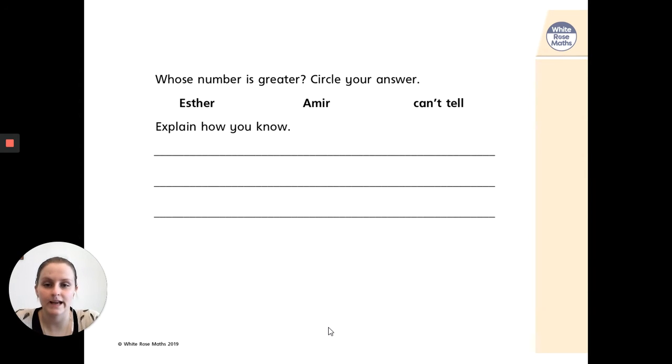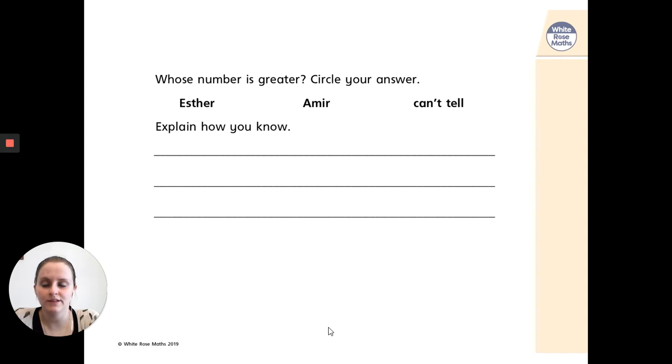So you would say something like, I think that, and put their name or that you can't tell is correct or is greater because, and tell me how you know. So talk about how many tens and ones maybe, talk about how many hundreds, explain your answer using the numbers that you've been given.